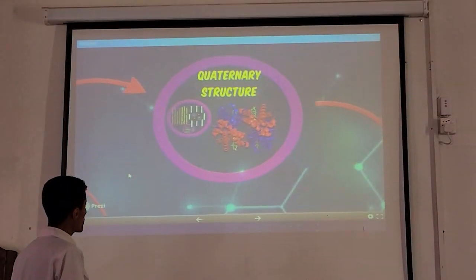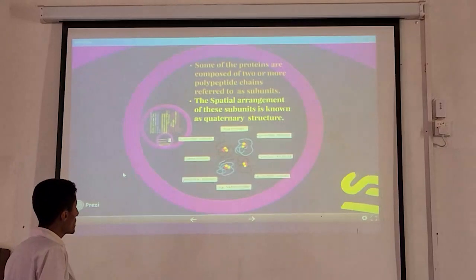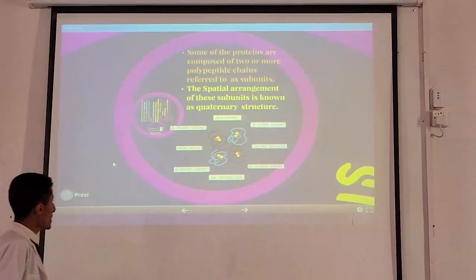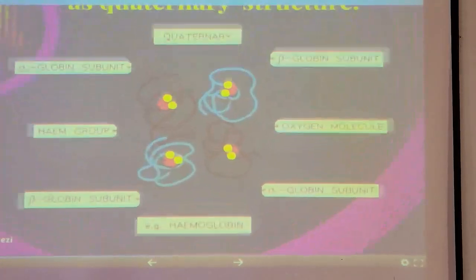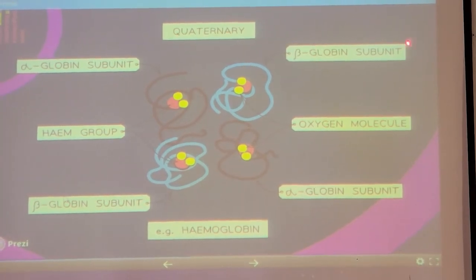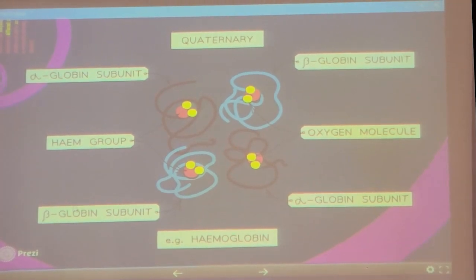The quaternary structure: some proteins are composed of 2 or more subunits. The spatial arrangement of these subunits is known as the quaternary structure. For example, hemoglobin. We know that it's formed by 2 beta-globin subunits and 2 alpha-globin subunits.